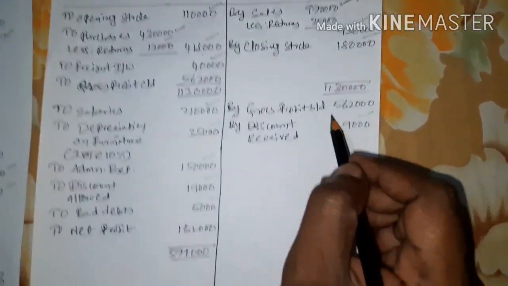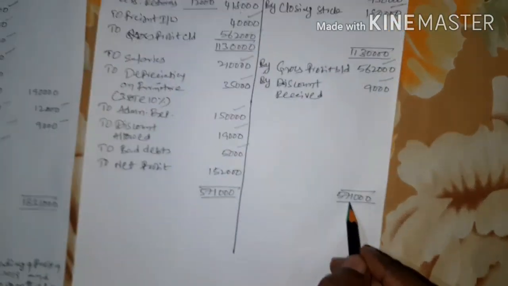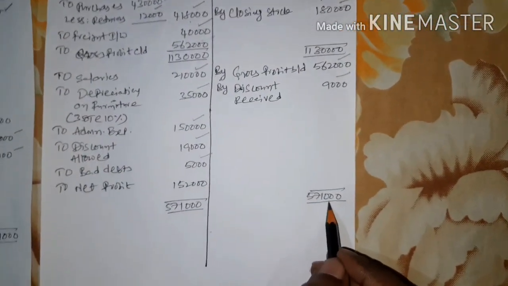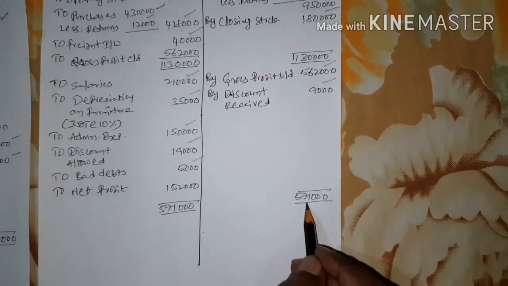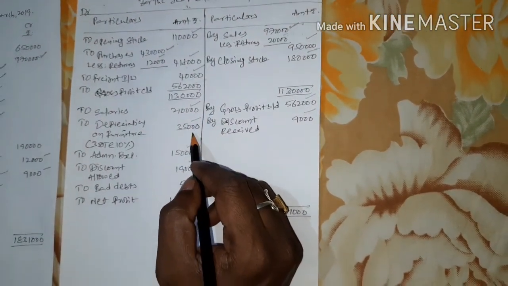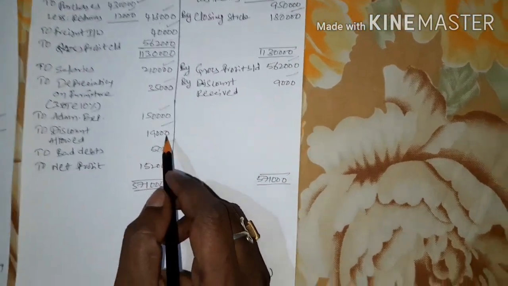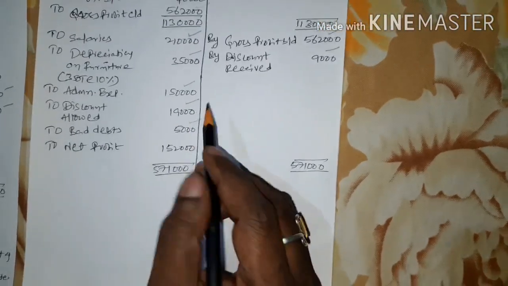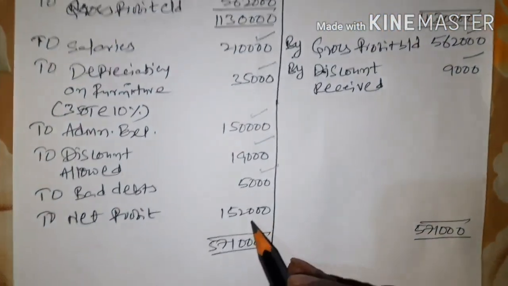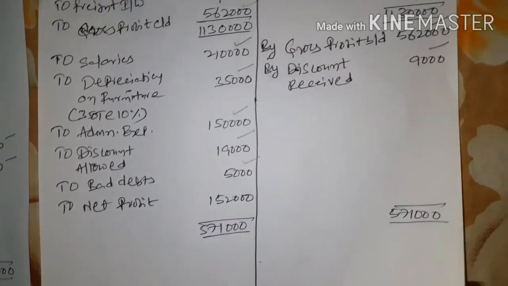Then by gross profit brought down 5,62,000, discount received 9,000. Total here we have 5,71,000. Again here credit total is more than the debit total, friends. From this credit total we deduct salaries 2,10,000, depreciation furniture 35,000, admin expenses 1,50,000, discount allowed 19,000, bad debts 5,000, and we arrive at net profit. Net profit carried down, and the same will be transferred to capital account, friends. Then we'll see the balance sheet preparation, and we'll check the leftover items, friends.